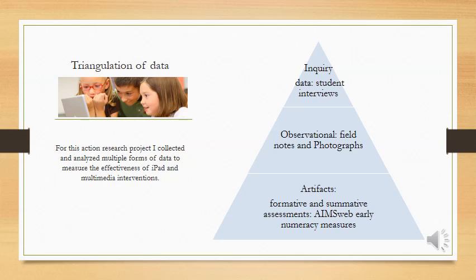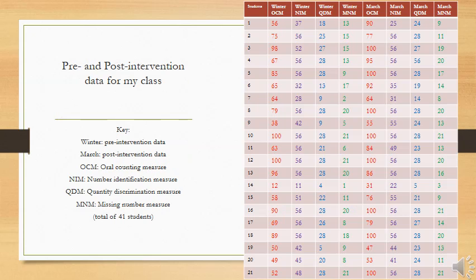I looked at 3 forms of data. First, inquiry data included my student interviews. Second, I used observational data, field notes that I took during our iPad time and photographs of the students participating in iPad activities. Finally, I collected artifacts, which were both formative and summative assessments, including the AIMSweb early numeracy measures used in January and in March. Pre and post intervention data for my class.